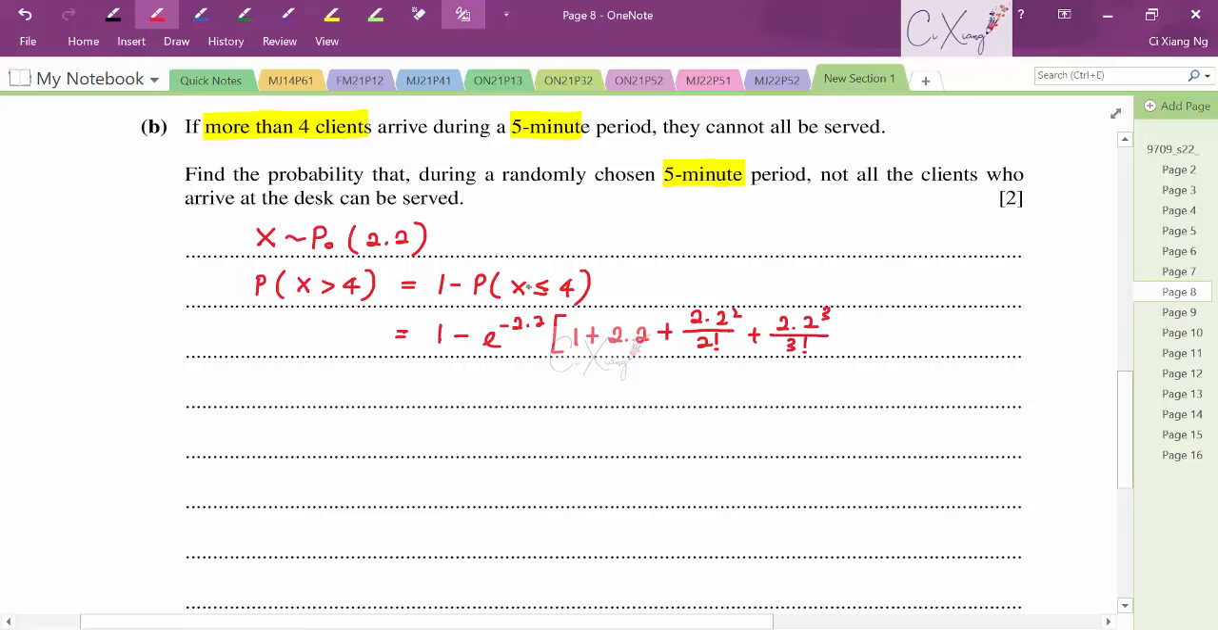And again, we need to include x equals 4 in our calculation. Therefore, I will have 2.2 power 4 divided by 4 factorial. And we should stop here for x equals 4. If you press the calculator without any careless mistake, then the 3 significant figure answer for this question should be 0.0725. Okay, so this is what we have for part B.